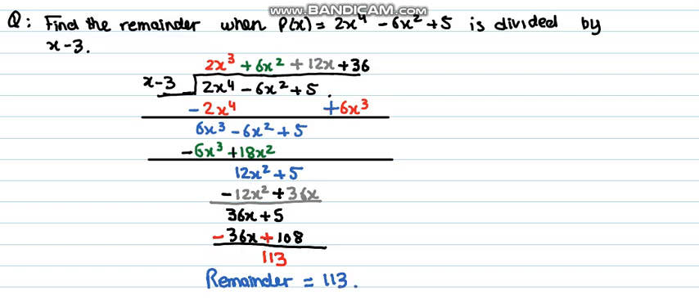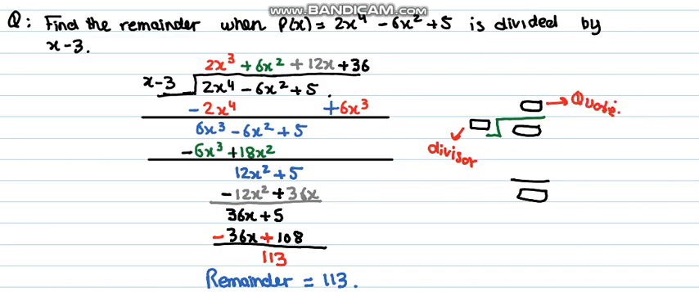Do bear in mind that in this operation, this is our divisor, this is our quotient, this is our dividend, and this is our remainder.